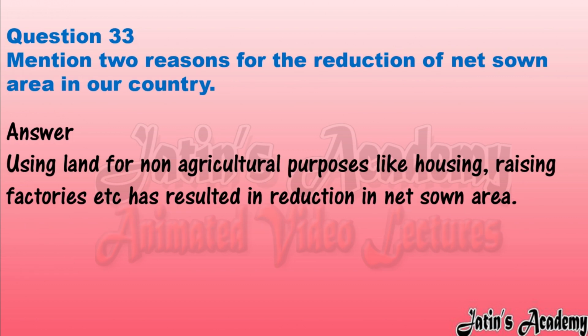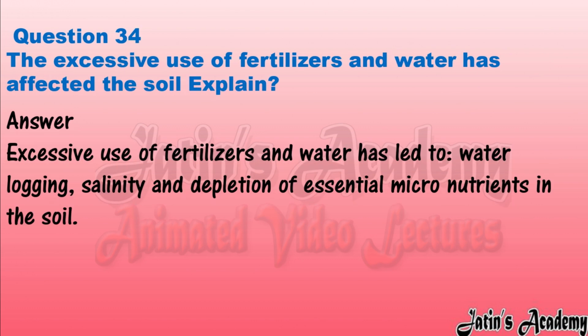Question 33. Mention 2 reasons for the reduction of net sown area in our country. Answer: Using land for non-agricultural purposes like housing, raising factories, etc. has resulted in reduction in net sown area.